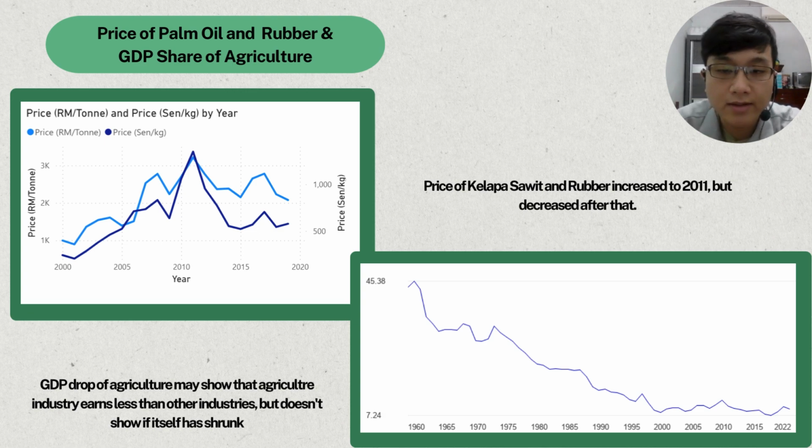And you might think, why is it that states that rely on agriculture have a lot of poverty? Well, the reason is that the prices of kelapa sawit and rubber increased until 2011, but decreased after that. Aside from that, the GDP drop of agriculture may also show that the agriculture industry earns less than other industries. And this, compounded by inflation, caused all these states that rely on agriculture to suffer the most.